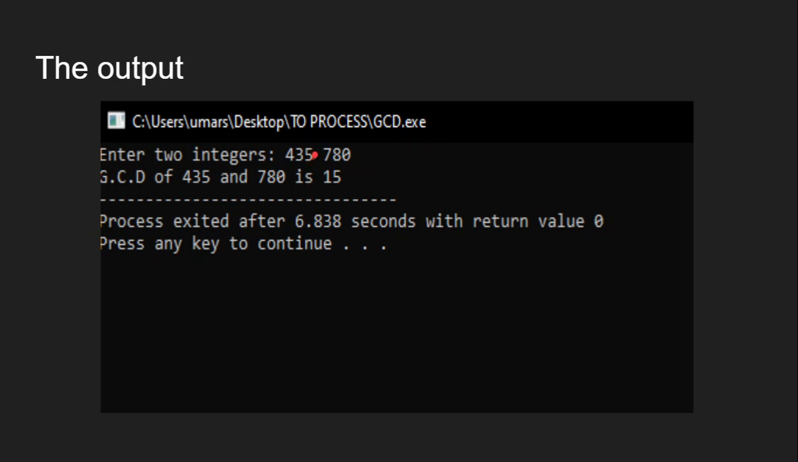Here 5 may also be a divisor for both numbers. We all know that any number ending with 0 or 5 is divisible by 5. But here we need the greatest common divisor. So 15 is the greatest common number which divides both 435 and 780 without leaving any remainder. That is the concept of this program. Hope you understood the concept of GCD and how the program works for these numbers. Thanks for watching.